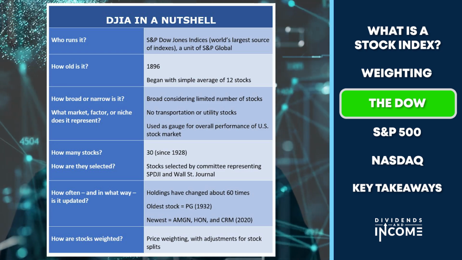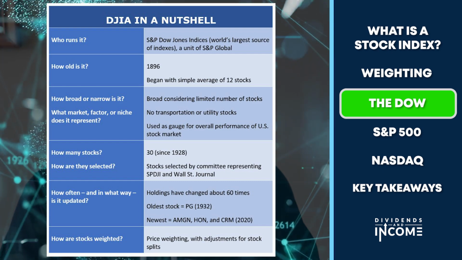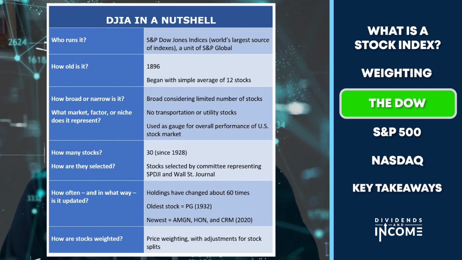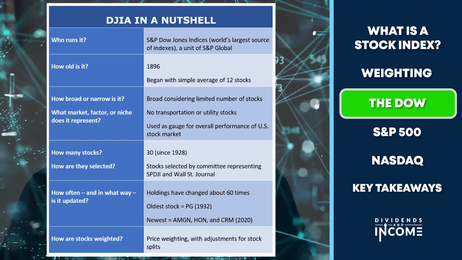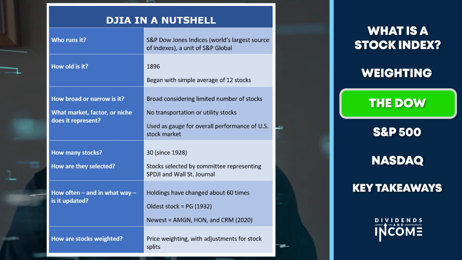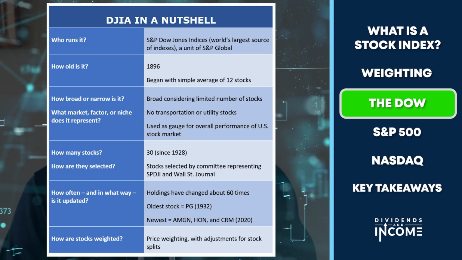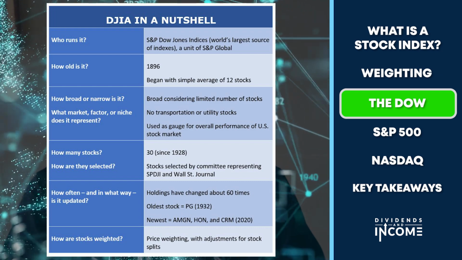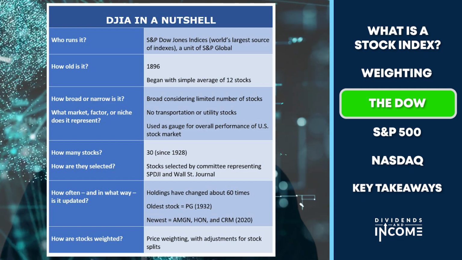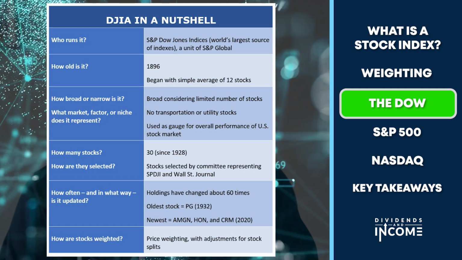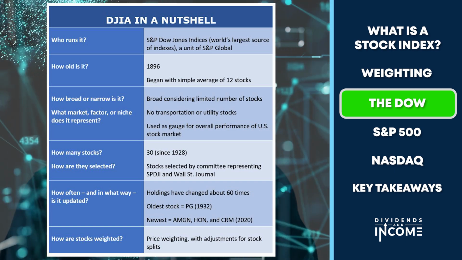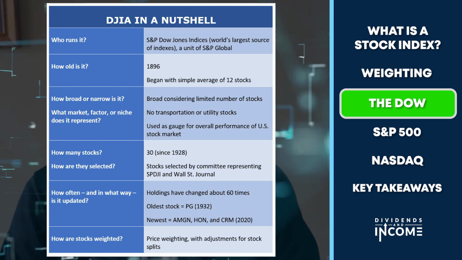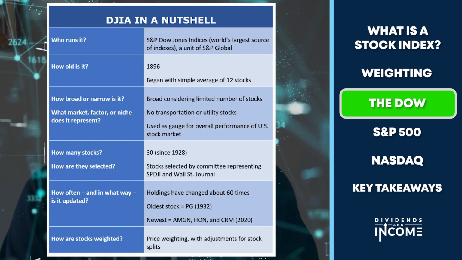The Dow's had 30 stocks since 1928. They're selected by a committee representing S&P Dow Jones Indices and representatives of the Wall Street Journal. The holdings in the Dow have been changed about 60 times since it started in 1896. The oldest stock in it right now, i.e. the stock that's been in the Dow the longest, is Procter & Gamble. It's been there since 1932, and 3 stocks were just added to replace other stocks at the end of 2020: Amgen, Honeywell, and Salesforce.com.